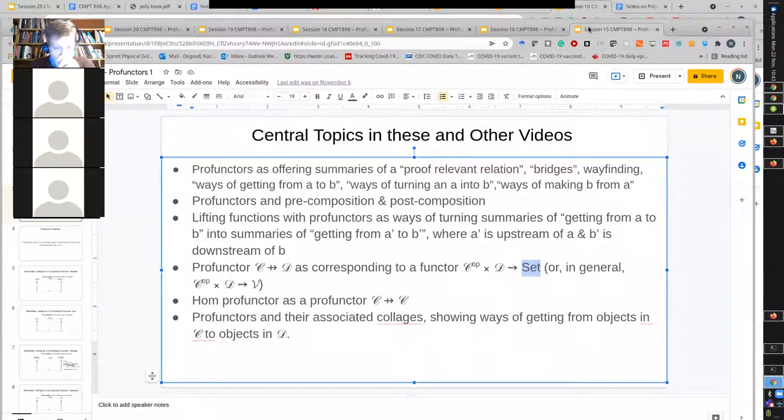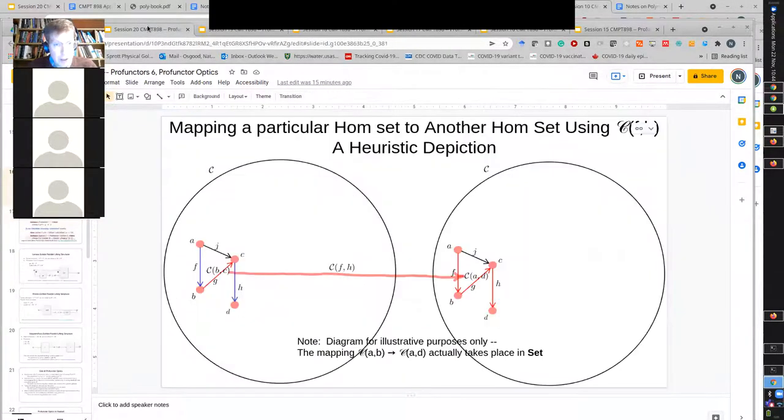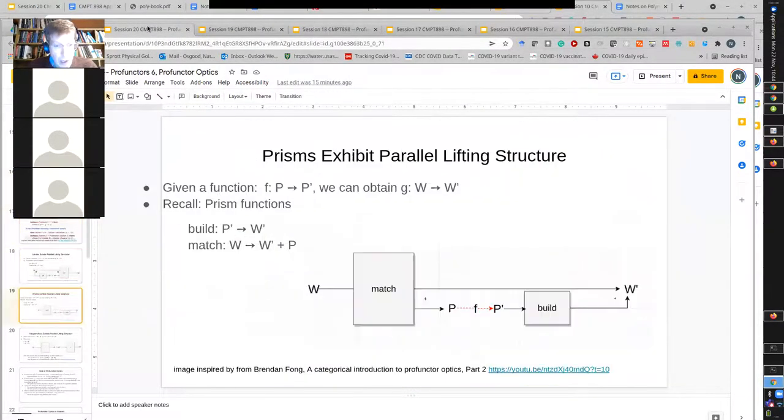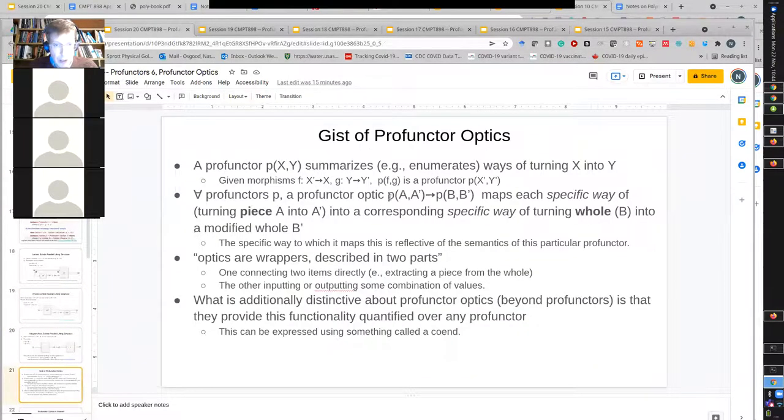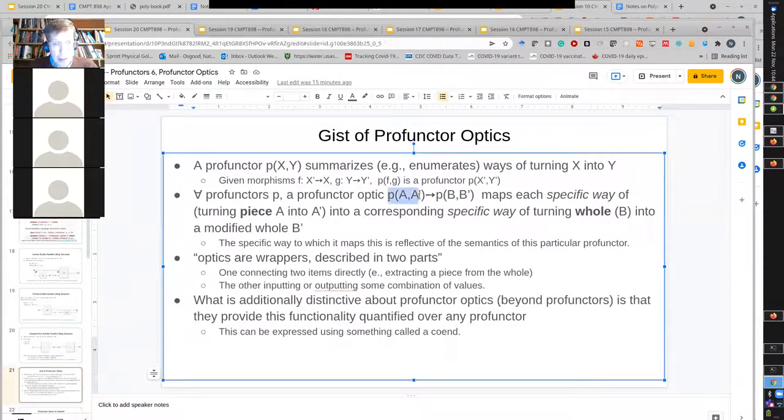it's this one here. We said give it a pair, you get a set, right? And then for this one, I said there's this optic mapping this into this. It's this kind of mapping for an arbitrary profunctor. This applies for all profunctors, all ways of turning A's into A primes. There's a corresponding way of turning a B into a B prime.